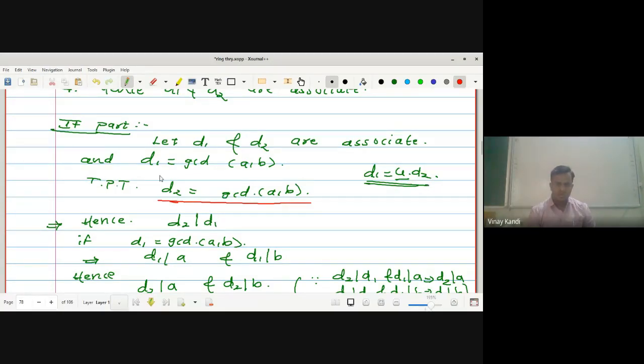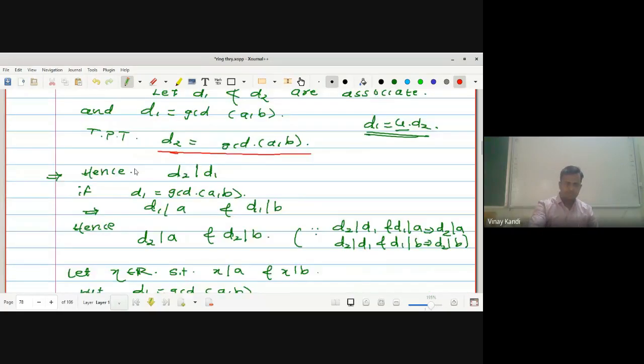Now here, look at here. D1 divides A. D1 divides B. Hence, this D2 must divide D1. Why? From this definition. D2 must divide D1. Okay. Now, what is the D1? GCD of A and B. That is D1 divides A, D1 divides B. Hence, D2 divides D1.